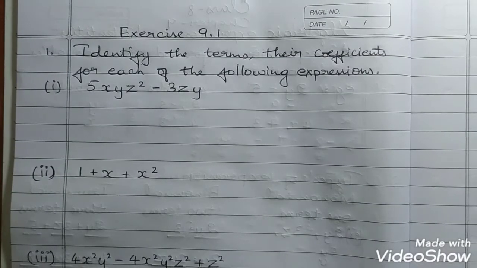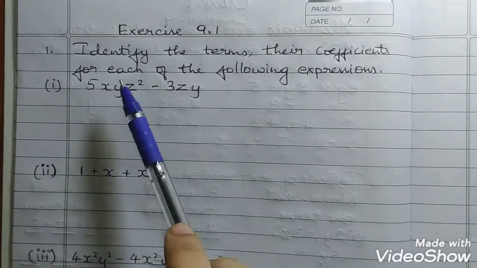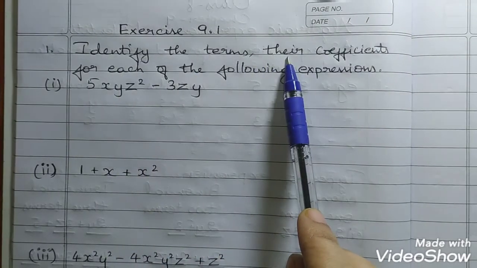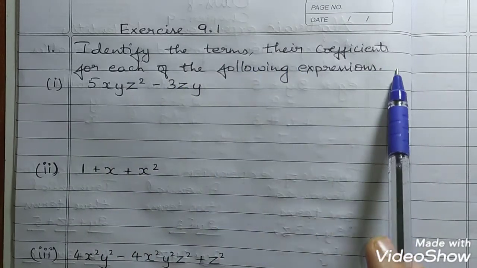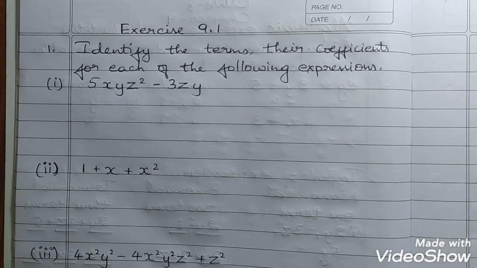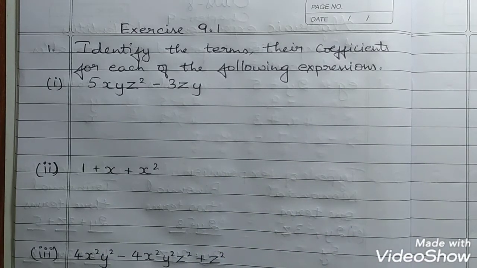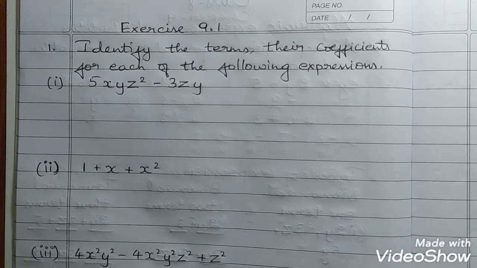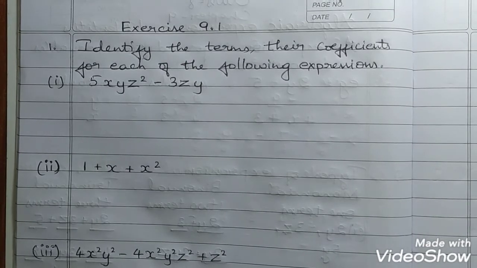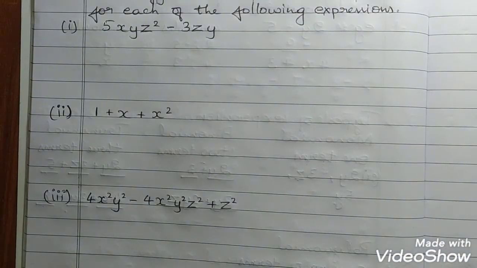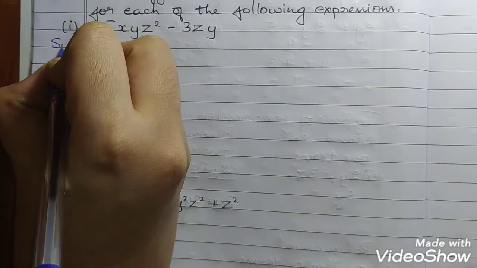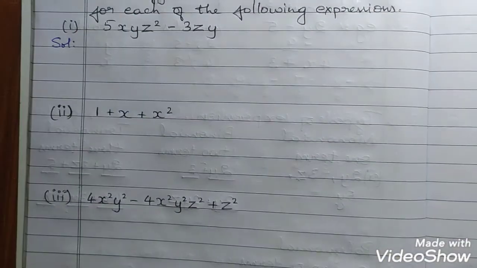Exercise 9.1, the first question. Identify the terms and their coefficients for each of the following expressions. We have to identify what are the terms in this expression and even their coefficients. Okay, the first question is 5xyz square minus 3zy. Okay, solution. First we will find what are the terms.